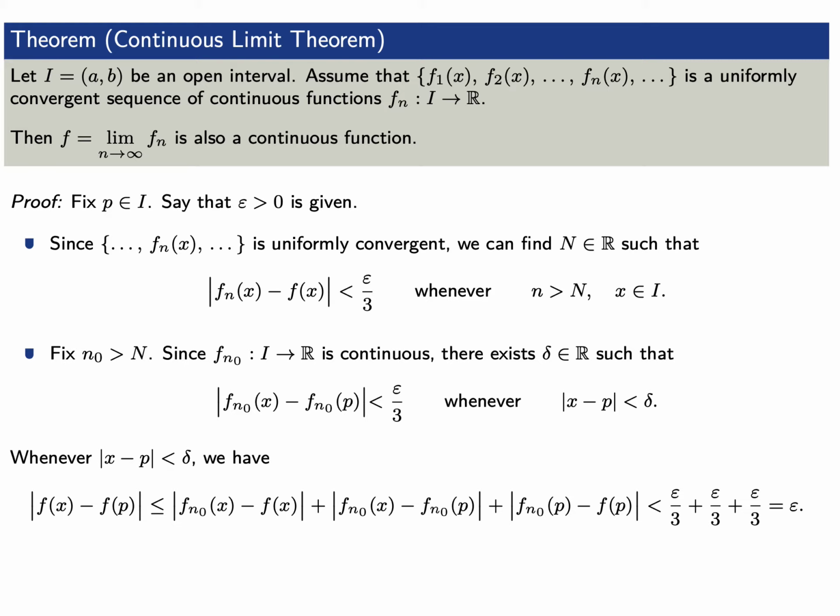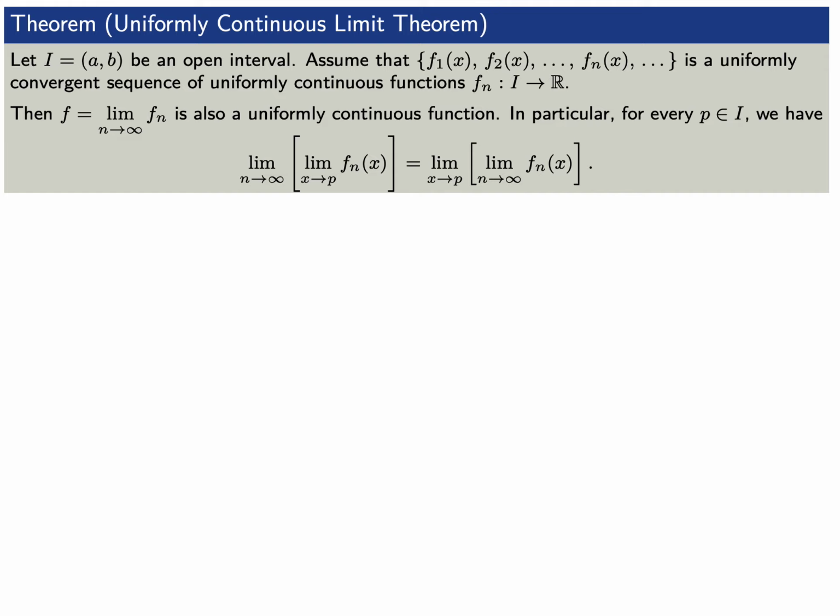Now, whenever |x - p| is less than delta, we can consider the absolute value of f(x) - f(p). Using the triangle inequality, we see that this is less than or equal to |f_n0(x) - f(x)| plus |f_n0(x) - f_n0(p)| plus |f_n0(p) - f(p)|. But these are each less than epsilon over 3, so their sum equals epsilon. By the epsilon-delta criterion, we then see that our limit f must be a continuous function.